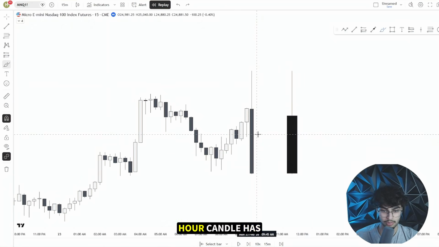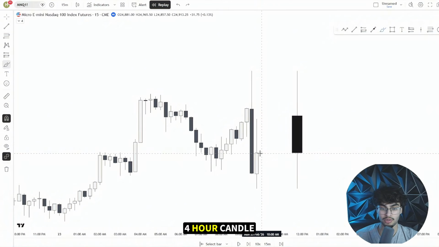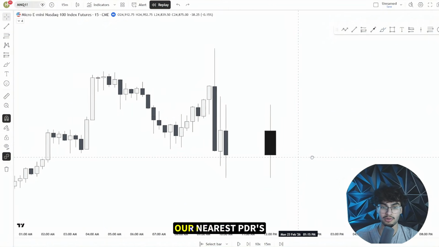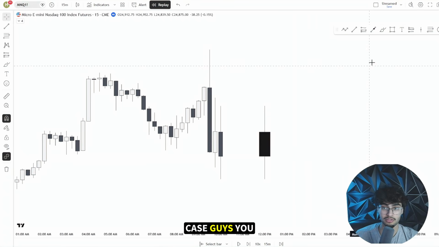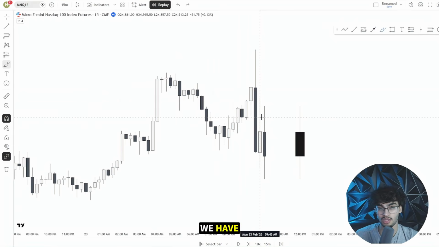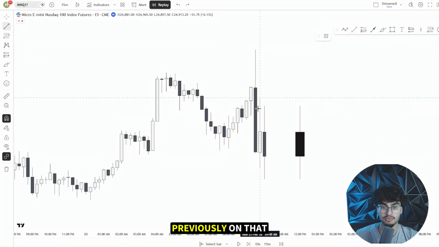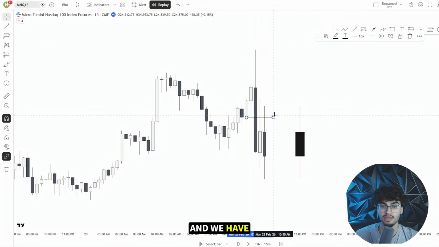Right, the 10 a.m. 4-hour candle has not opened yet. This is 9:45. All we're doing is waiting for the 10 a.m. 4-hour candle to open up and marking out our nearest PD arrays. So in this case, guys, you can clearly see we don't have any fair value gaps in this range. What do we have? We have a significant closure back into the range, previously on that previous 4-hour candle, and we have a 15-minute order block that's formed right here.